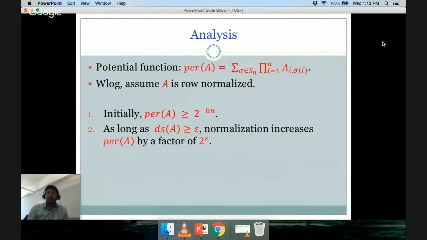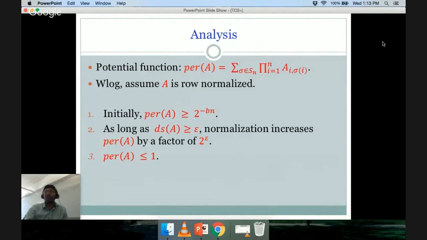from being doubly stochastic, the normalization step increases the permanent of A by a factor of 2 to the epsilon. This again can be proven by some sort of AM-GM inequality. I won't go into the details, but as long as you're far from doubly stochastic, the permanent of A always increases. And the permanent of A is at most 1. If A is row or column normalized, the permanent of A is at most 1.